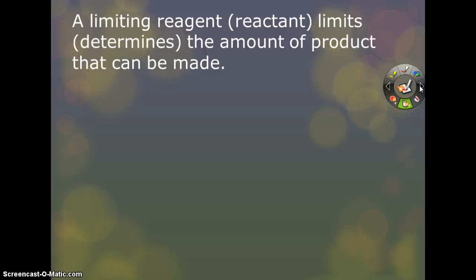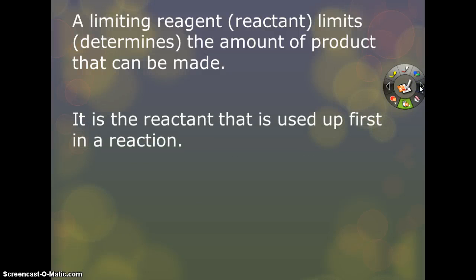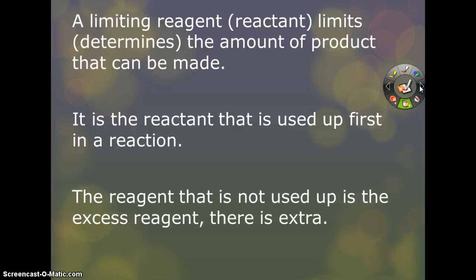So are you going to be able to make 2 whole peanut butter sandwiches? No. Why? You're going to run out of bread. So the bread would be your limiting reagent. It's going to be the reactant that is used up first. And the peanut butter would be your excess reagent. You have extra. You have the whole jar of peanut butter there.